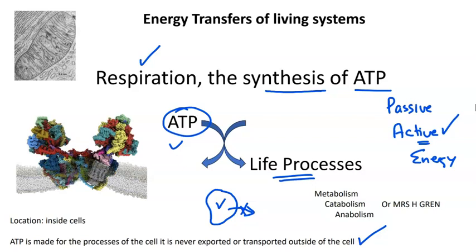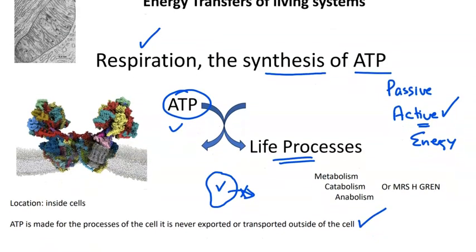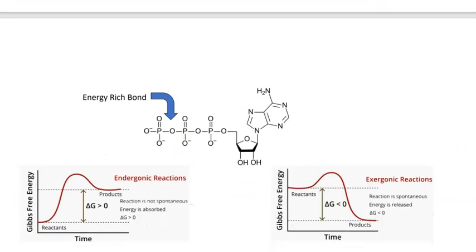So if a cell requires a good deal of ATP, such as a muscle cell, it's necessary for that to have the apparatus so that it can synthesize as much ATP as it requires.